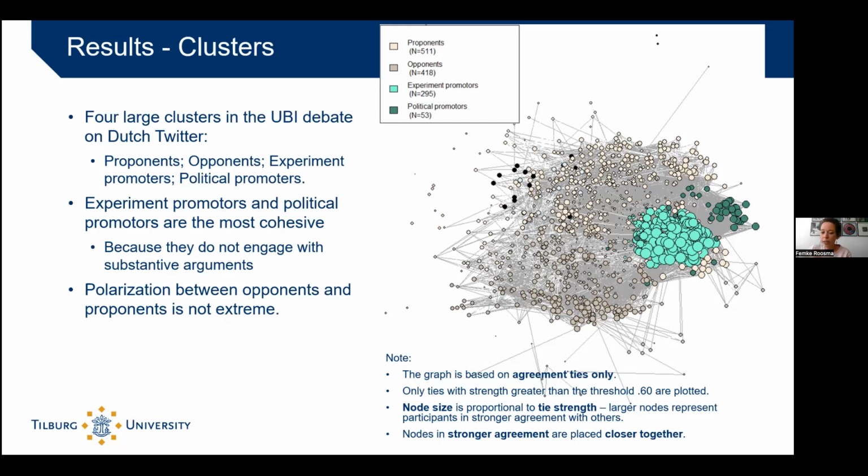agreement coalition. So you can see here that there's light green nodes, and this is a cluster debating the experiment. So they're very much in favor of an experiment. So they do not really engage with substantive arguments. So they very much agree on this experiment, and that's why they're very cohesive and integrative. And we also find 3 other clusters. First, one of proponents of the UBI, which are here with the lighter brown nodes, and here with the darker brown nodes, the opponents. And then finally, we find also some political promoters. So four main clusters, and we find that this polarization between proponents and opponents is not very extreme, so there's some overlap. So they're all over the map, so to say, but for the experiment group, it's very clear.